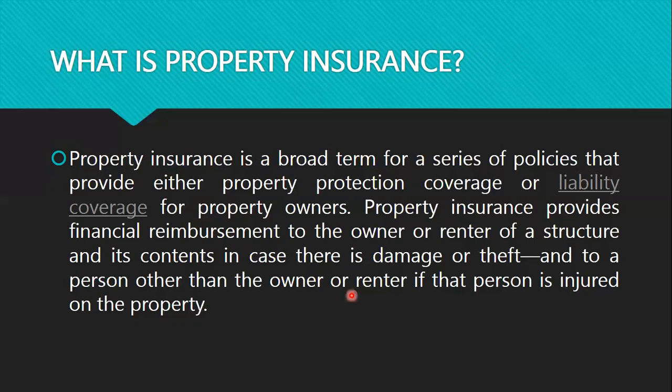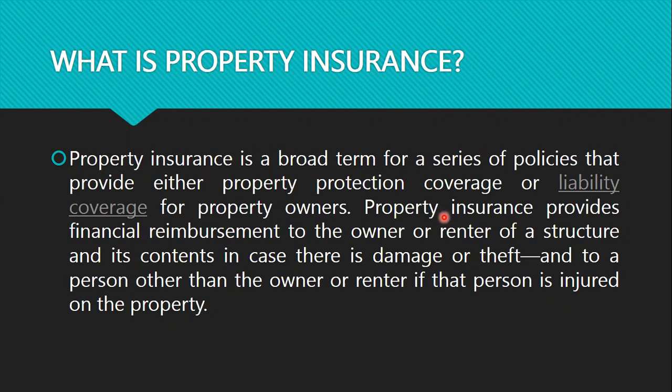Property insurance provides financial reimbursement to the owner or renter of a structure or its contents in case there is damage or theft, or if a person, whether owner or renter, is injured on the property. For example, in the case of damage, there is an earthquake, and part of your house crumbles and falls apart. In this case, the insurance company can pay for some of that repair. Another case can be a fire, as we discussed before, that damages your house, and therefore you need to repair everything. They can offer you some money to pay for the damage.